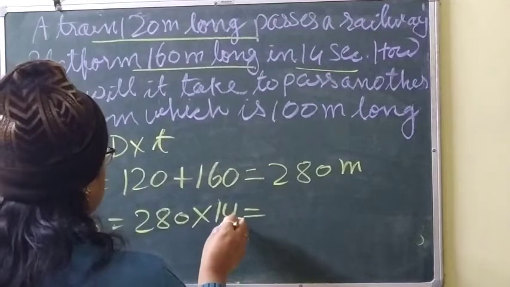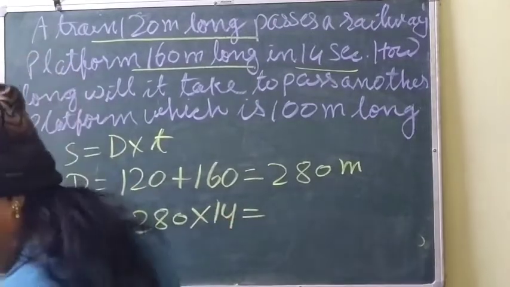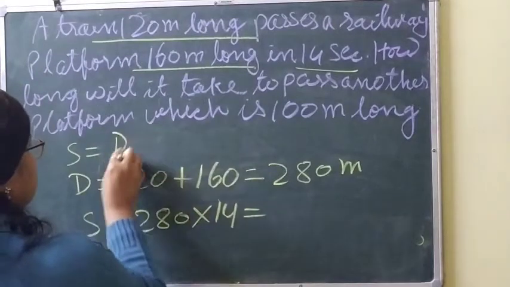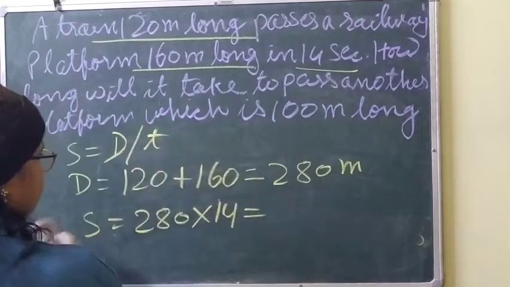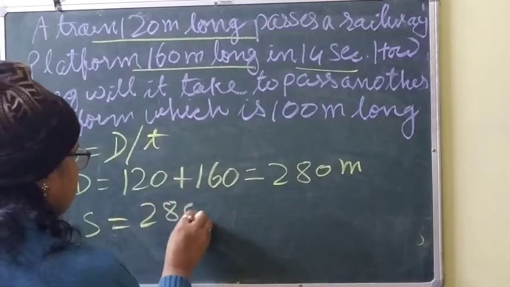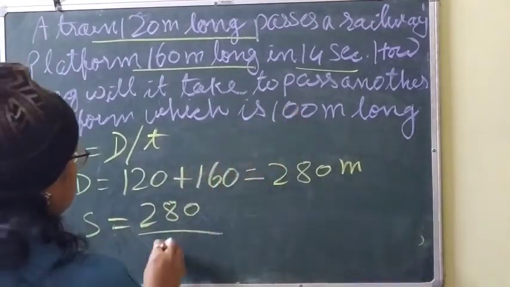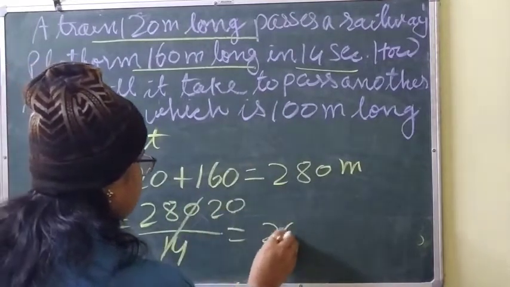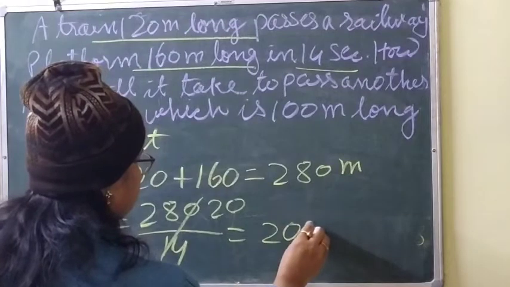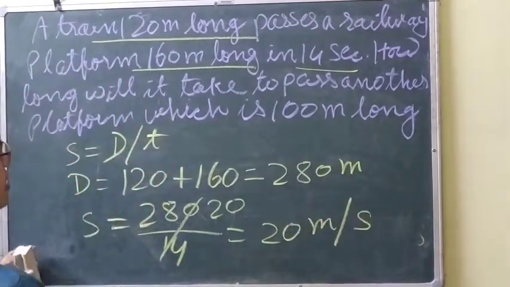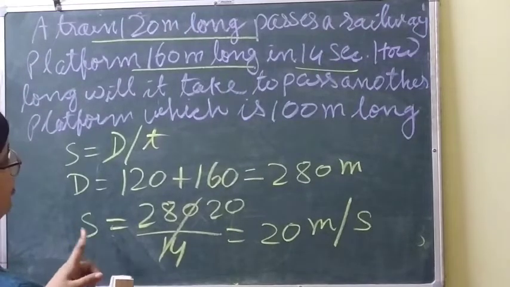Okay. One thing here. Speed is equal to distance divided by time. So distance is what here? 280 and time is what here? Time is 14. So when you will cancel, you will get what? 20 meter per second. So this is the answer. Means this is the speed.